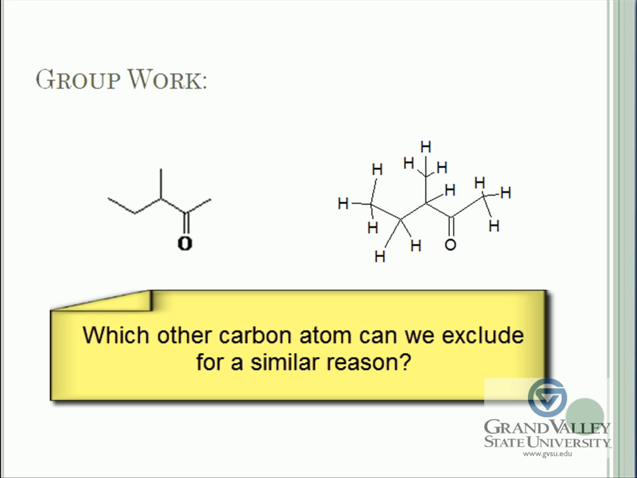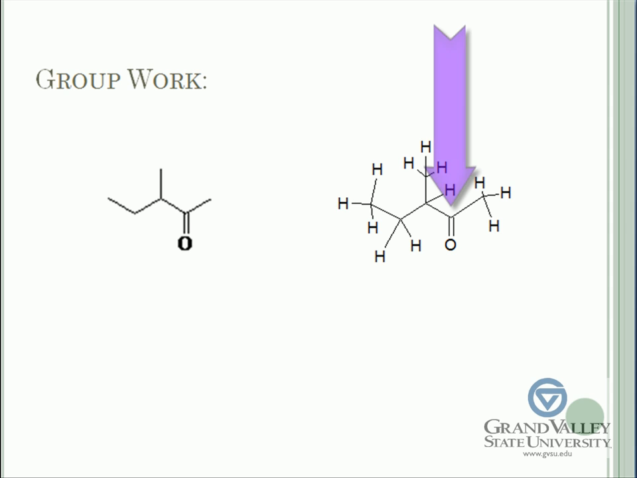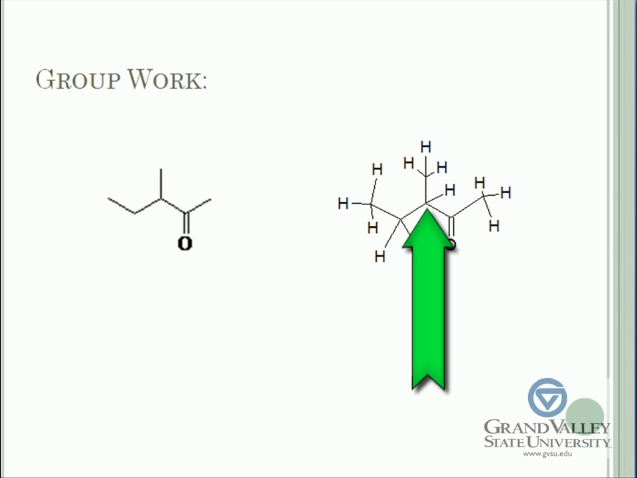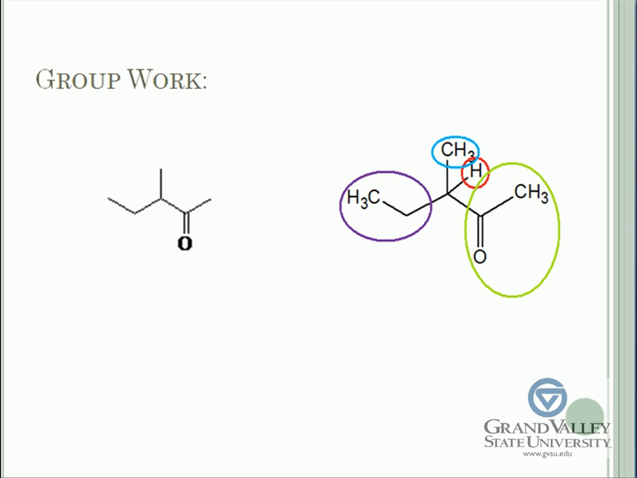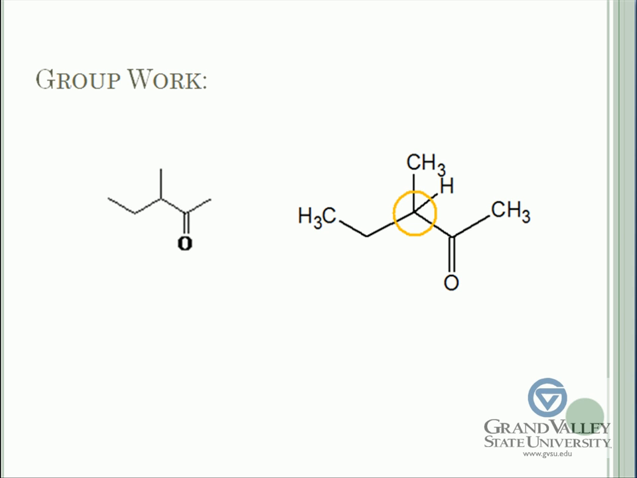Which other carbon atom can we exclude for a similar reason? We can exclude the carbon double bonded to the oxygen atom because the carbon is not sp3 hybridized, thus it cannot be a stereocenter. We have 1 more carbon in the structure. Let's take a look at all the substituent groups bonded to the carbon. We have a hydrogen atom, an ethyl group, a methyl group, and a carbonyl group. There are 4 different substituent groups. Thus, it is the only stereocenter in the molecule.